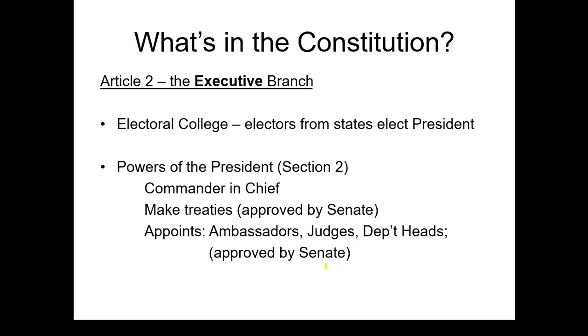Right now, I just want to give you an overview of some of the most important things for our class for now that are in the Constitution, some things that will probably come up throughout the course. Now, Section 2 talks about the powers of the president, first being that he's commander-in-chief.